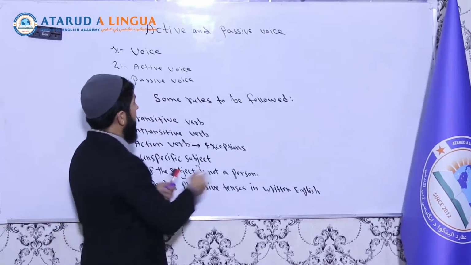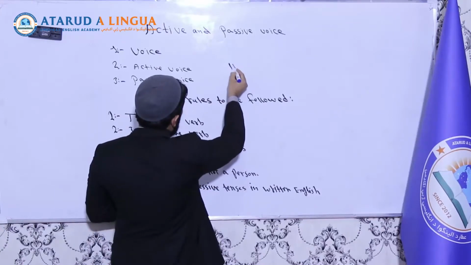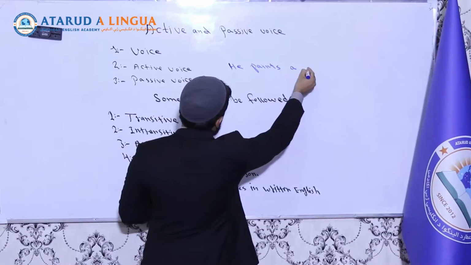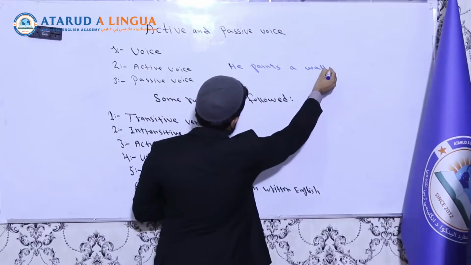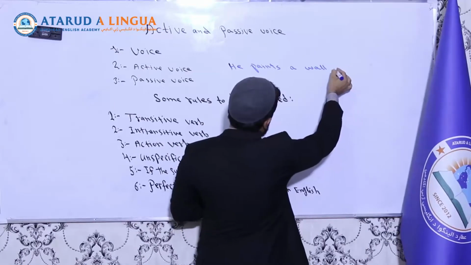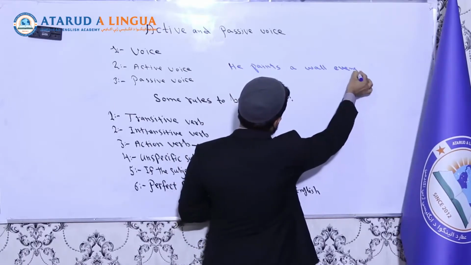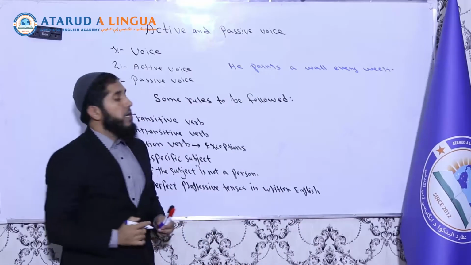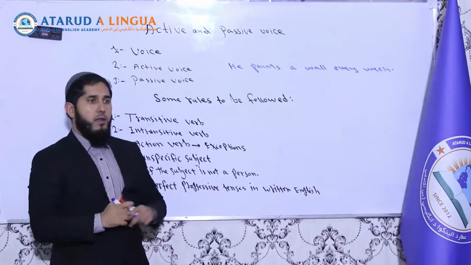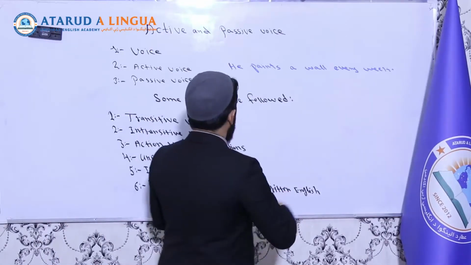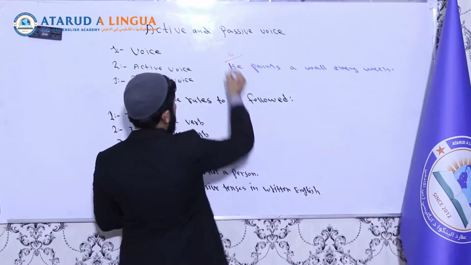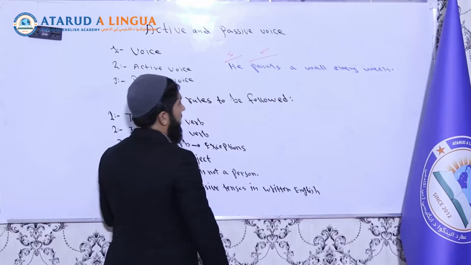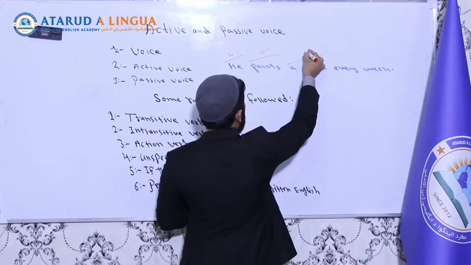Okay? For example, he paints a wall every week. What is our subject here? He. What is our main verb? Paints, right? And what is our object? Wall.